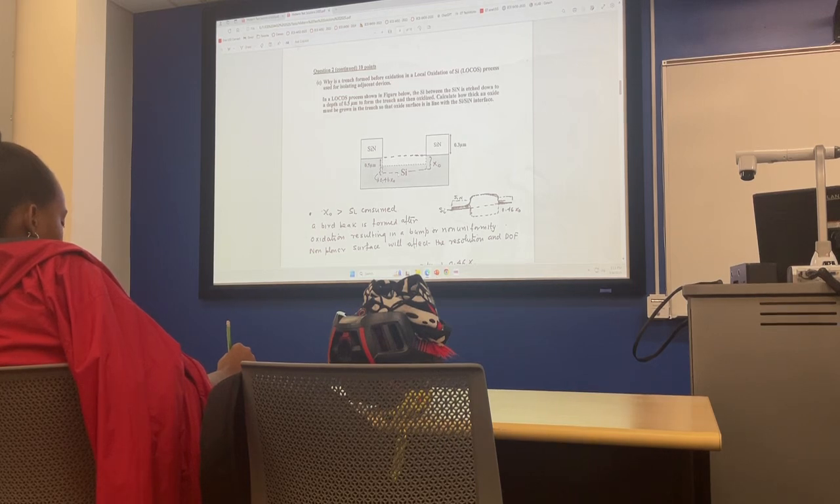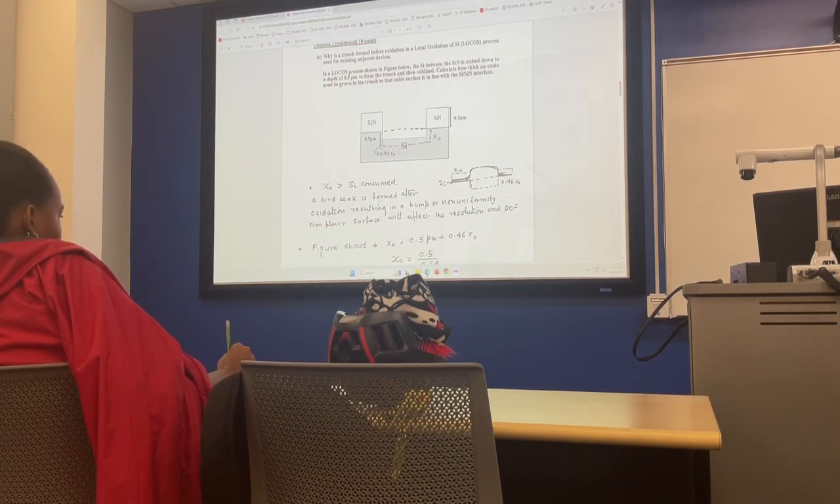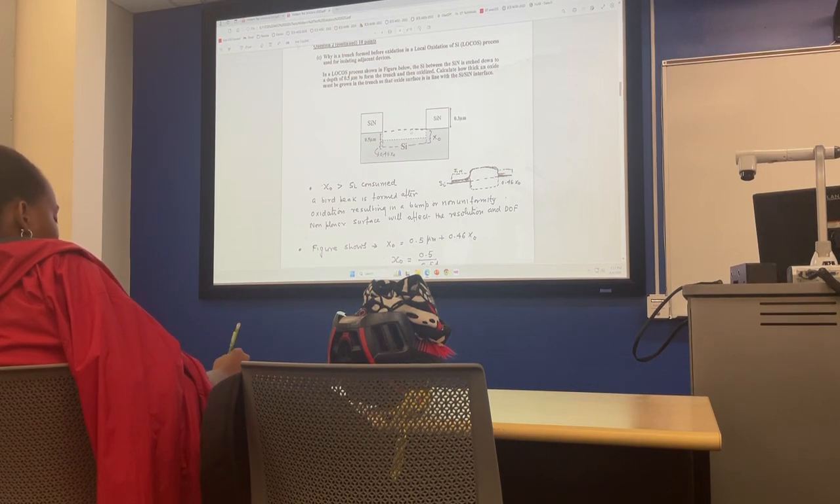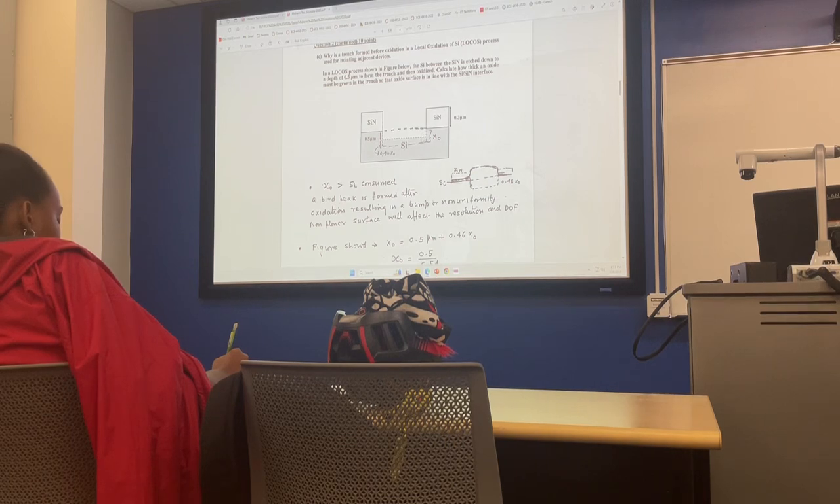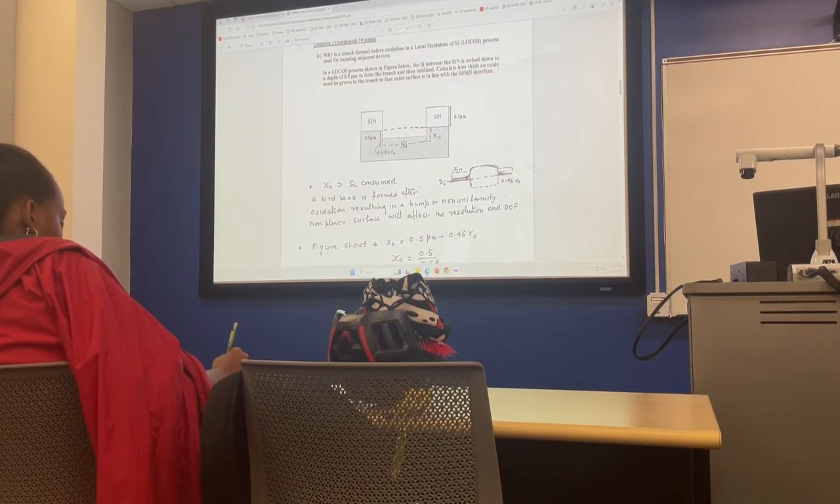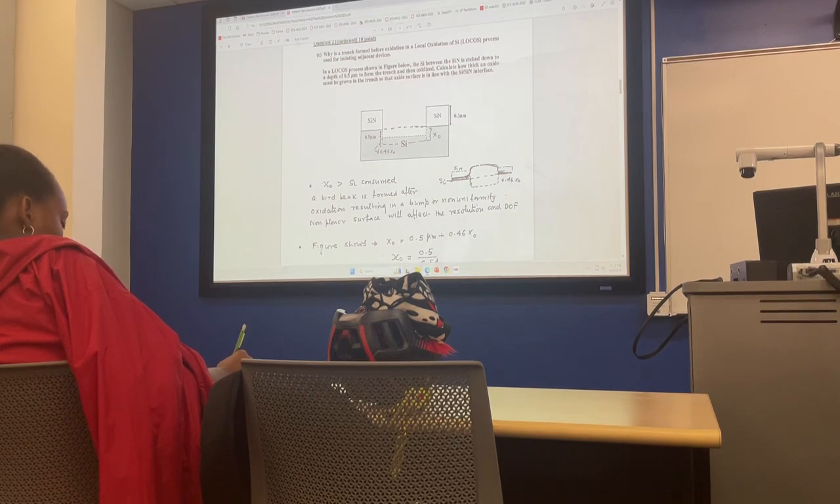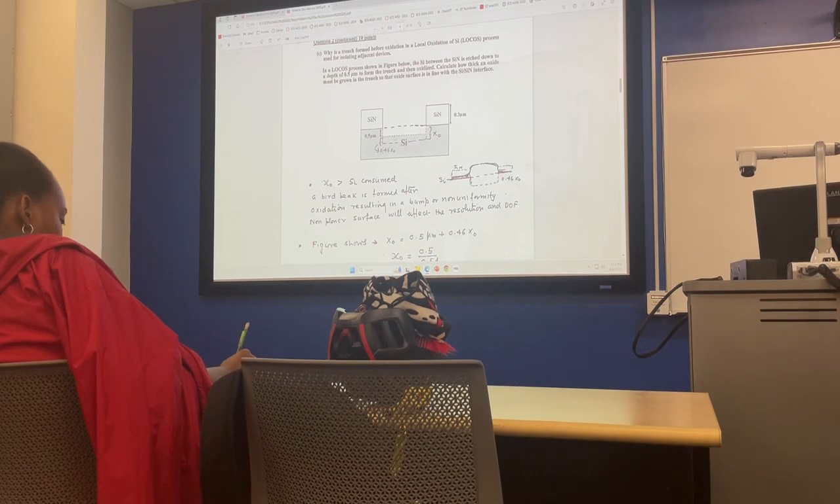grow. So the question was basically, if I grow this oxide here, which I don't know at this time, I said this is T-ox, then it will eat up 0.46 of the oxide. So total oxide thickness is 0.5 micron plus 0.46 x naught, which will be equal to x naught. So that's all it was.